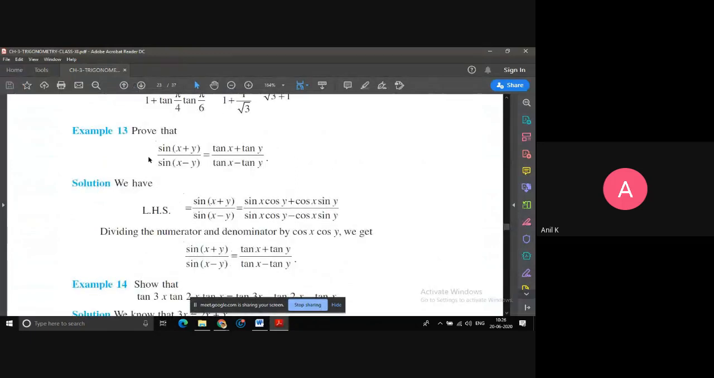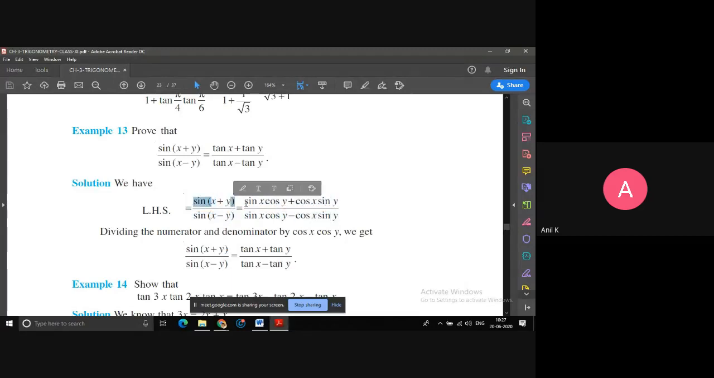Now one more question you have: sin(x plus y) upon sin(x minus y). You have to prove it equals tan x plus tan y upon tan x minus tan y. So they have taken the LHS as sin(x plus y) upon sin(x minus y). Once you take the LHS, you expand with the sin(a plus b) formula.